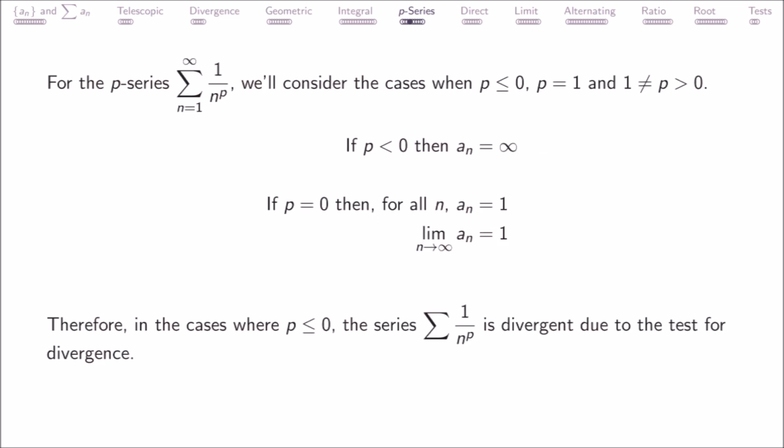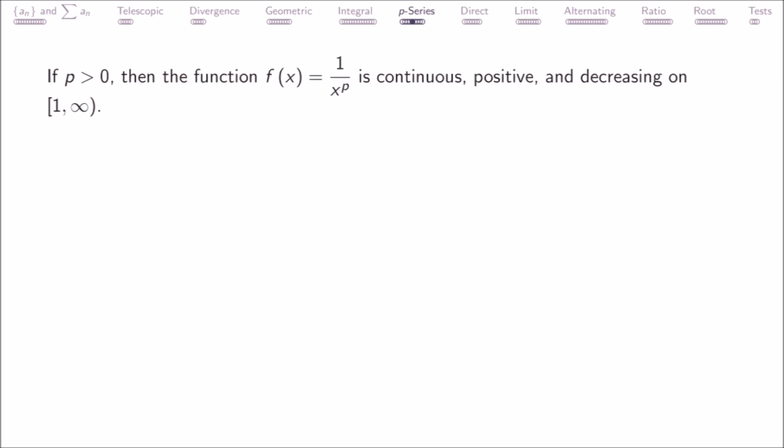For the p-series 1 over n to the power p, we'll consider the cases when p is less than or equal to 0, p is equal to 1, and p is not equal to 1 greater than 0. Then we have the following. Therefore, in cases where p is less than or equal to 0, the series 1 over n to the power p is divergent due to the test for divergence. If p is greater than 0, then the function f of x equals 1 over x to the power p is continuous, positive, and decreasing on this interval.